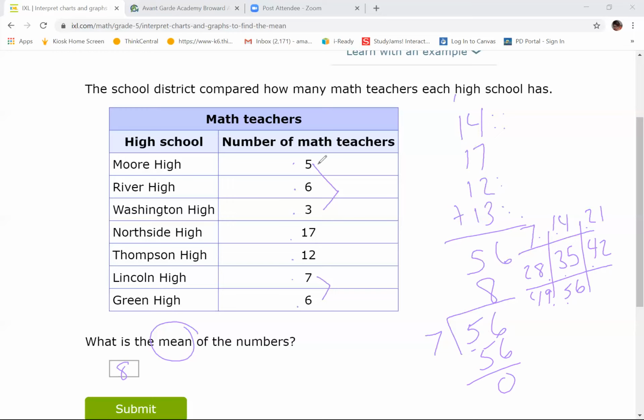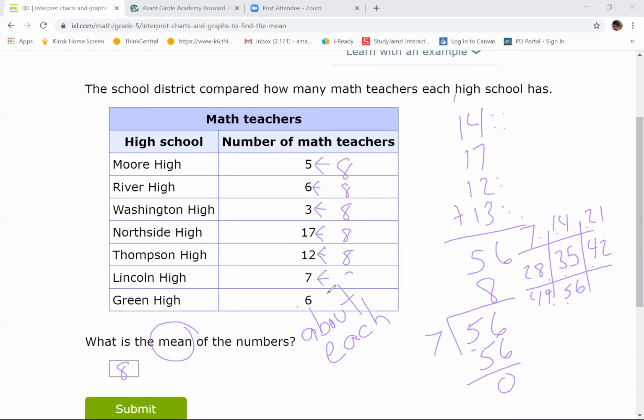Does this school have 8? No. Does this one have 8? No. None of them have 8 teachers. So how come our answer is 8? Well, our answer is 8 because the mean is the average. And it says about how many in each place. So about how many teachers, it's going to be a little bit more than 5, but it's about 8 here. A little bit more than 6, it's about 8. Quite a bit more than 3, about 8. About 8, so that's going to be a lot less.